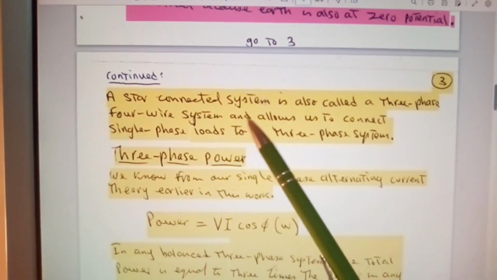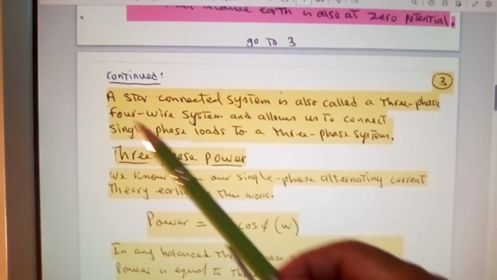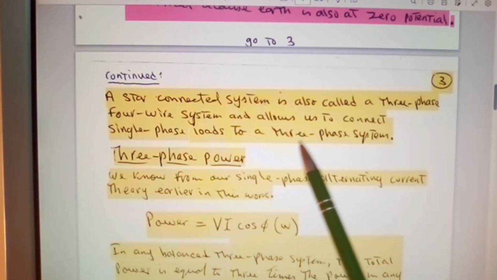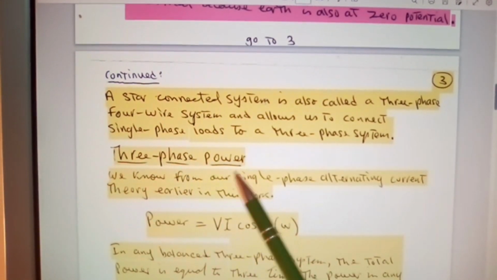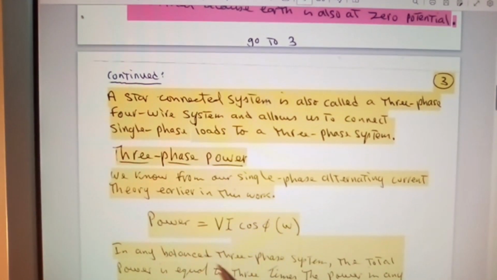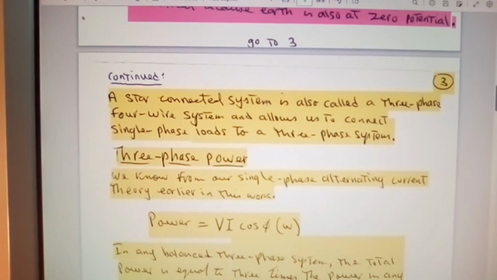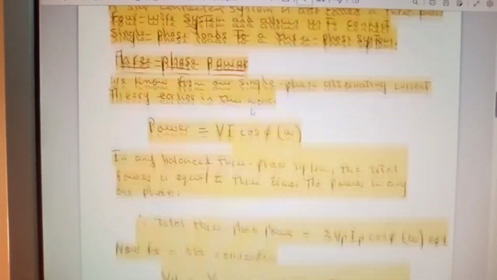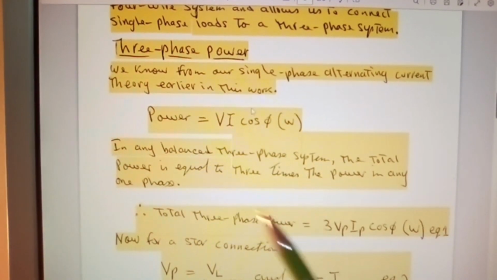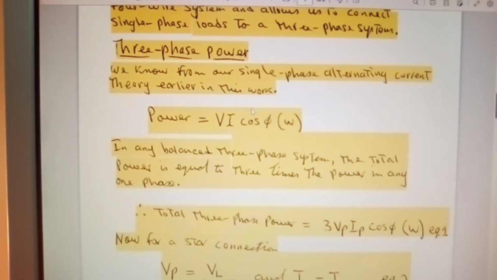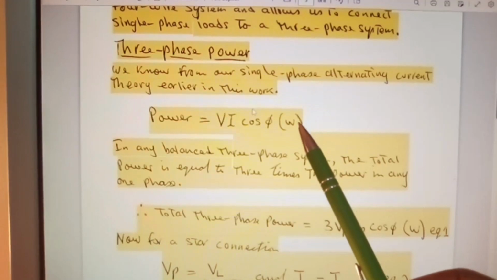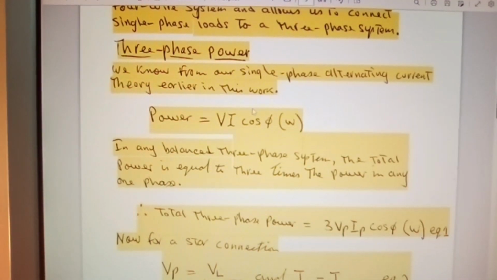A star connected system is also called a three-phase, four-wire system and allows us to connect single-phase loads to a three-phase system. Three-phase power. We know from our single-phase alternating current theory earlier presented, power equals VI cos phi watts. The W is just to remind me that the power is in watts.